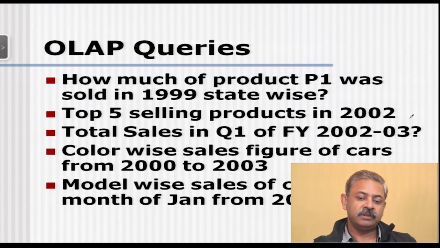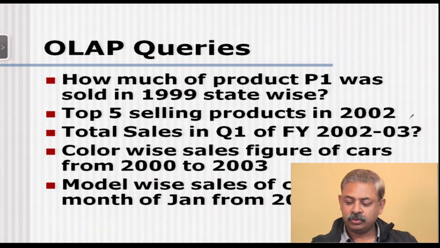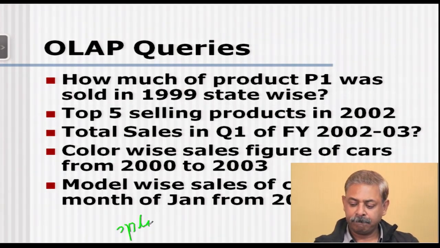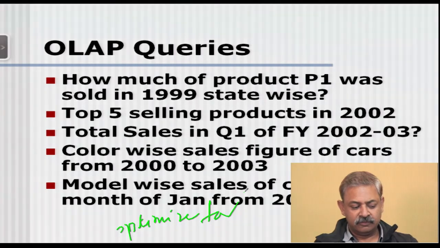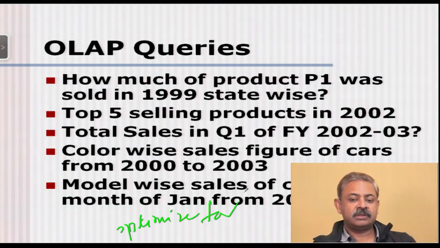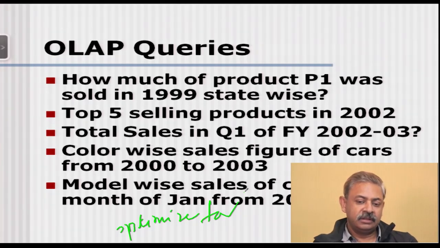If you're familiar with SQL, it provides you with an option called optimize for. What it does is it uses the metadata or the data dictionary to figure out which products cannot be there in the top 5.